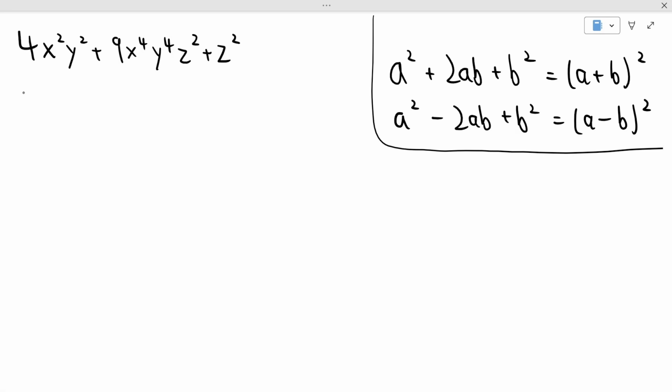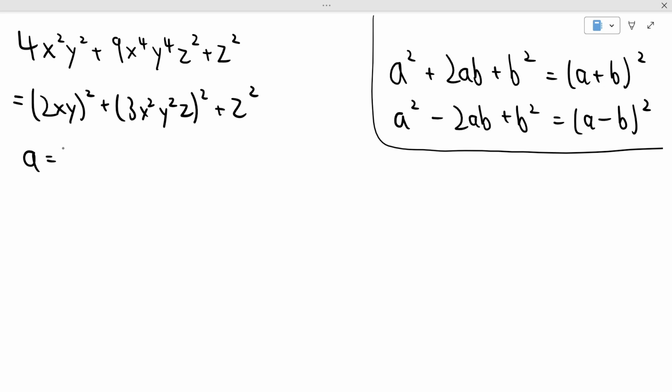So let's take a look at this example. Let's try to factor 4x squared y squared plus 9x to the fourth y to the fourth z squared plus z squared. So we can start by setting the first and second terms as our square terms, so we can rewrite this expression as 2xy all squared, which is our first term, plus 3x squared y squared z all squared, which is our second term, and the z squared can remain the same. So we can set a equals 2xy and b equals 3x squared y squared z.